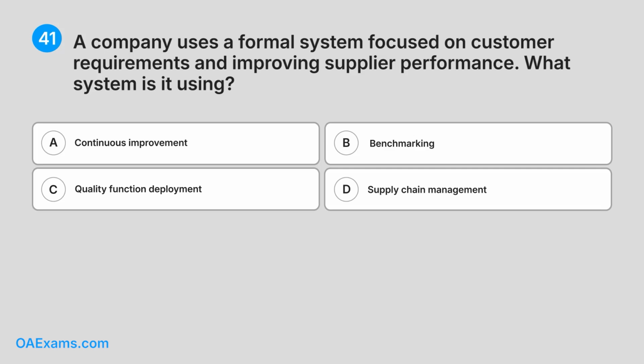41. A company uses a formal system focused on customer requirements and improving supplier performance. What system is it using? A. Continuous improvement. B. Benchmarking. C. Quality function deployment. D. Supply chain management. Can you guess the answer?